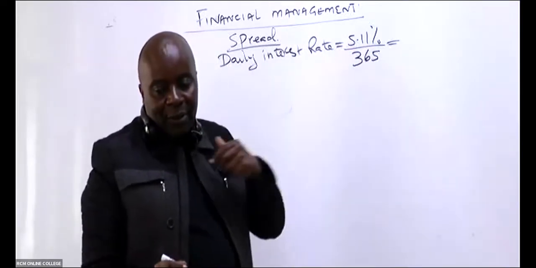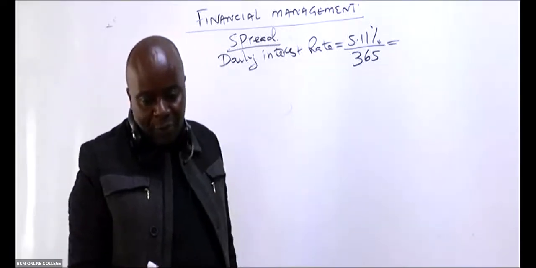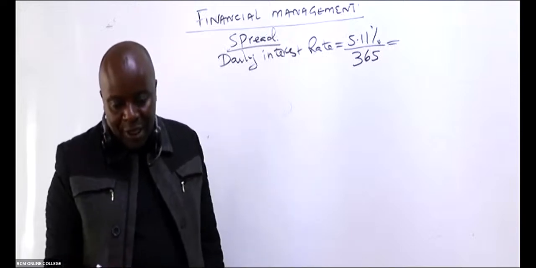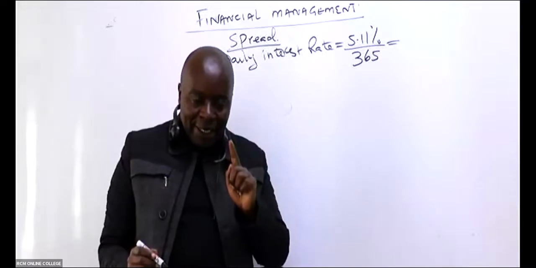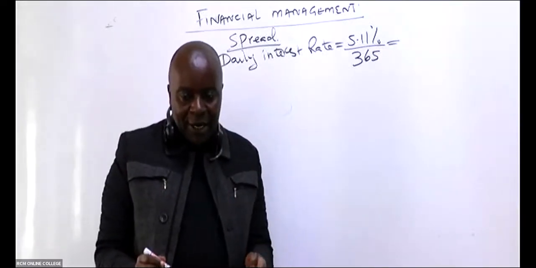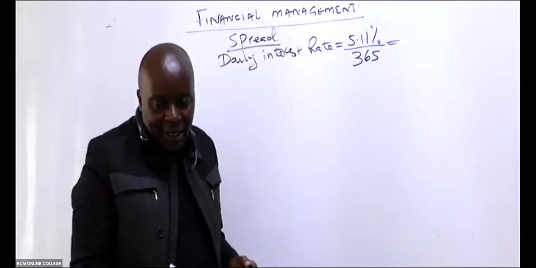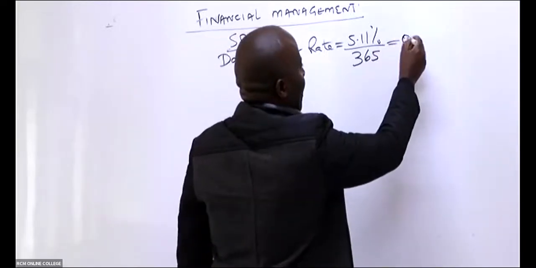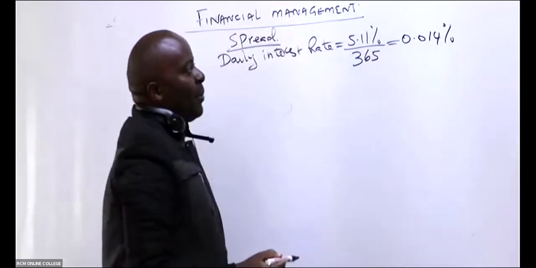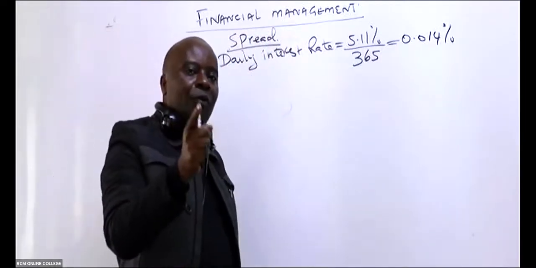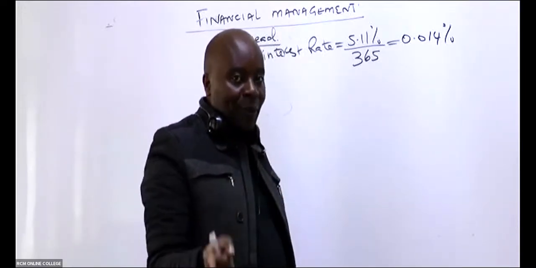What are we getting there, ladies and gentlemen? So 5.11 divided by 365. You simply take 5.11 divided by 365 days in a year. So we are getting 0.014%. Remember, even this 0.014%, if you don't want to confuse, it will be very important for you to get this figure without the percentage.